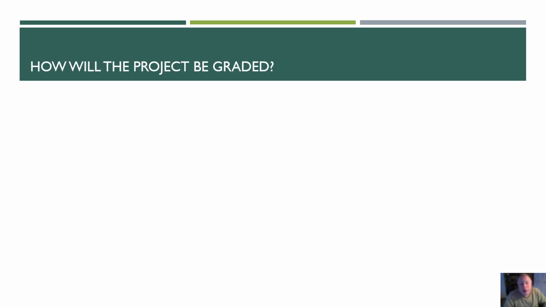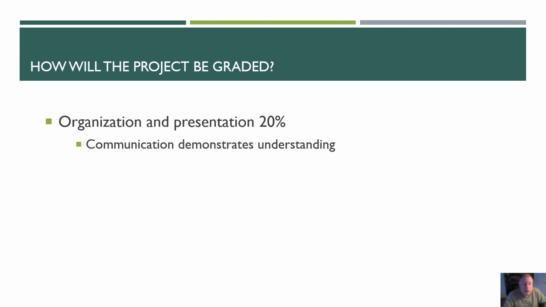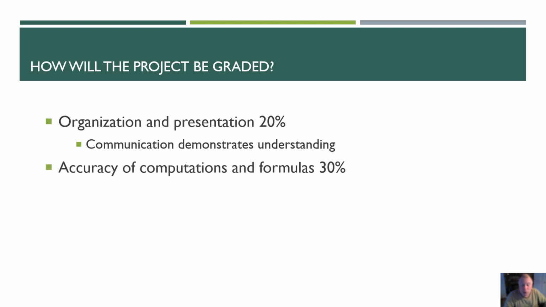How are we going to grade the project? Organization and presentation, 20%. Visualization of data is really important because it communicates what you have learned. And the clarity of your communication really helps the effectiveness of it. It demonstrates understanding and not just words. Accuracy of computations and formulas, 30%. Clarity and depth of responses, 30%.